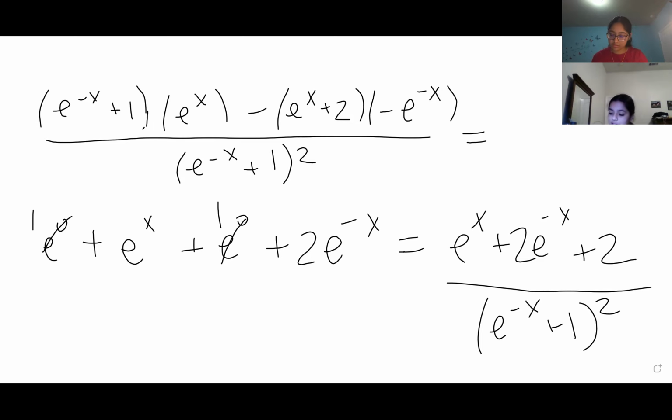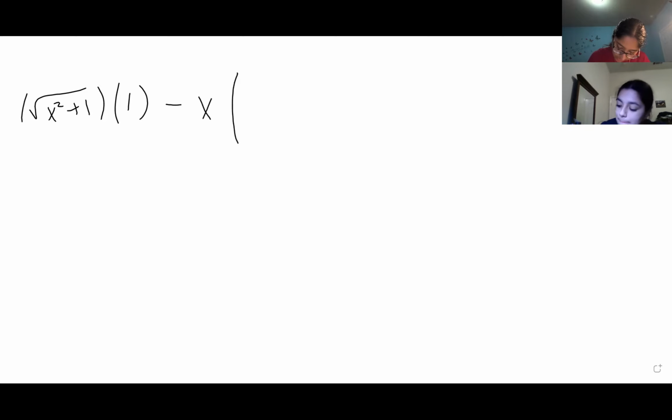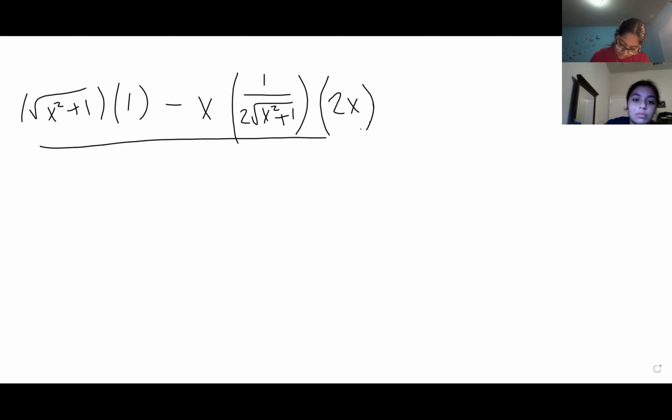There's just some simplification here. Okay. Let's try this. Okay, y prime equals, I'll just do it for the people if anybody's watching. Y prime equals v, which is square root of x squared plus 1, times u prime, which is just 1, minus u, which is x, times 1/2 square root of x squared plus 1 times 2x, over x squared plus 1.